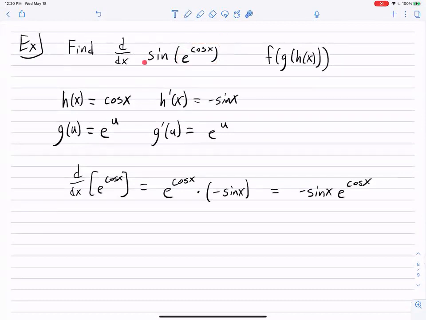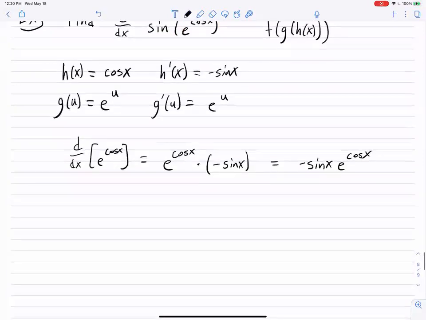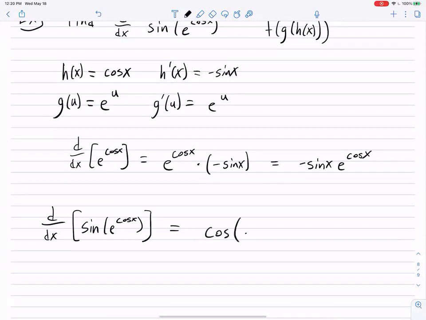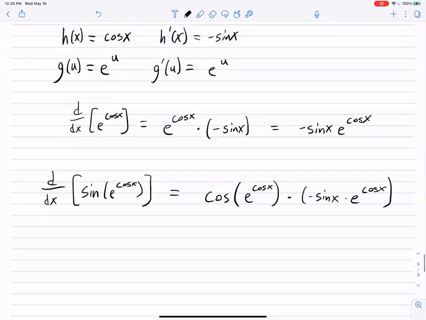But remember, the chain rule says take the derivative of the outside, plug in the inside, and then multiply by the derivative of the inside. And so the derivative of sine of e to the cosine x, well, we take the derivative of the outside. The derivative of sine is cosine. We evaluate it at the inside, which is e to the cosine x, and then times the derivative of e to the cosine x, which we just calculated right here, which is negative sine x times e to the cosine x. And so that will be what it is.